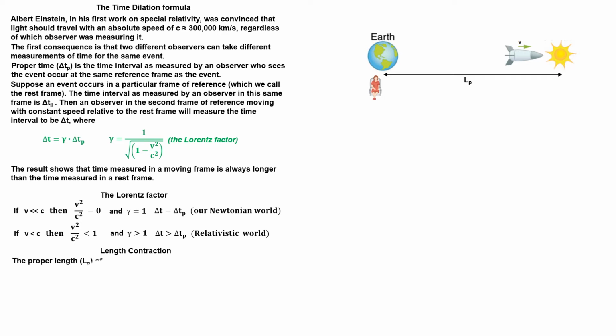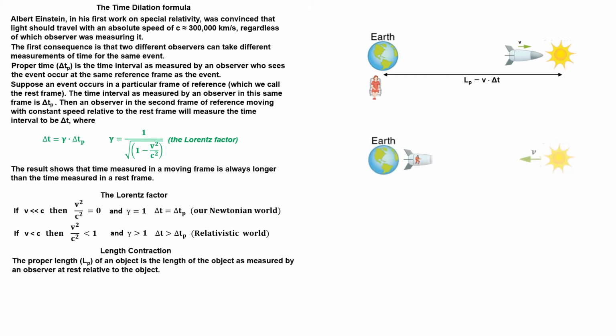The proper length of an object is the length of the object as measured by an observer at rest relative to the object. According to this observer, the time it takes the spaceship to complete the voyage is delta t, and the proper length is v times delta t. The space traveler, using his spaceship clock, measures a time interval as proper time.